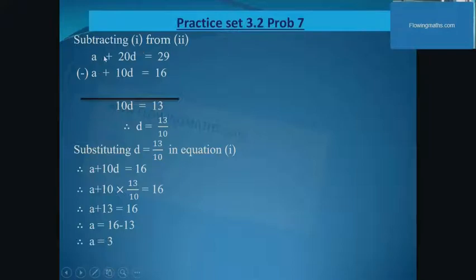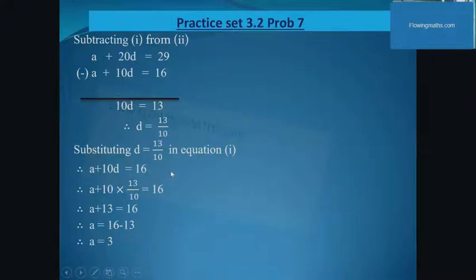Subtracting 1 from 2, A will get cut. So you get A plus 20D is 29, A plus 10D is 16. When you subtract this equation from this one, A will get cut. 20D minus 10D becomes 10D. 29 minus 16 becomes 13. So D is 13 by 10.